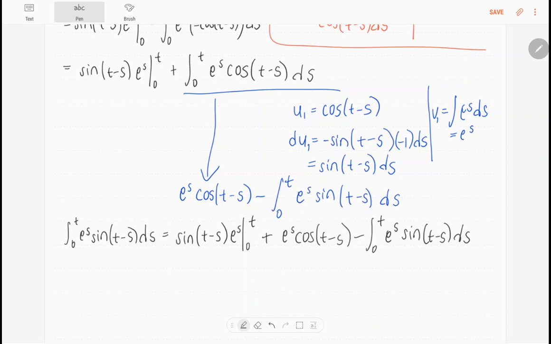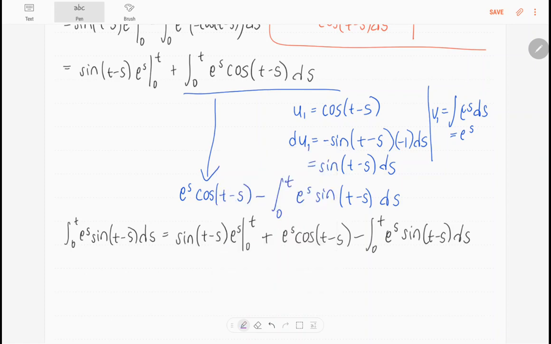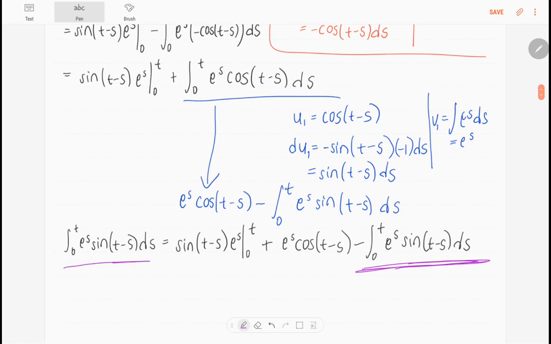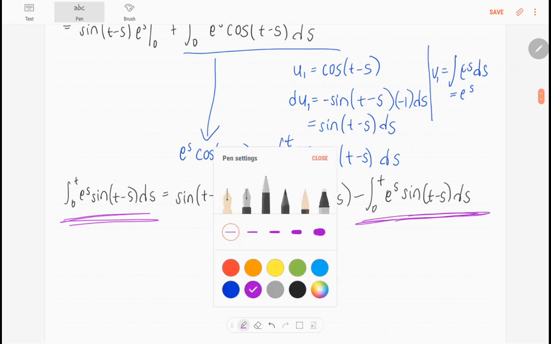As I said in the beginning, we were trying to get repetition. In other words, we were trying to get the same integral that we have on the left on the right, so that we can take that integral from the right to the left and add it there. And we do have that now. This integral is exactly the same as the one that we started with. So I'm going to take this one over to my left-hand side, and I'm going to get 2 times that integral.